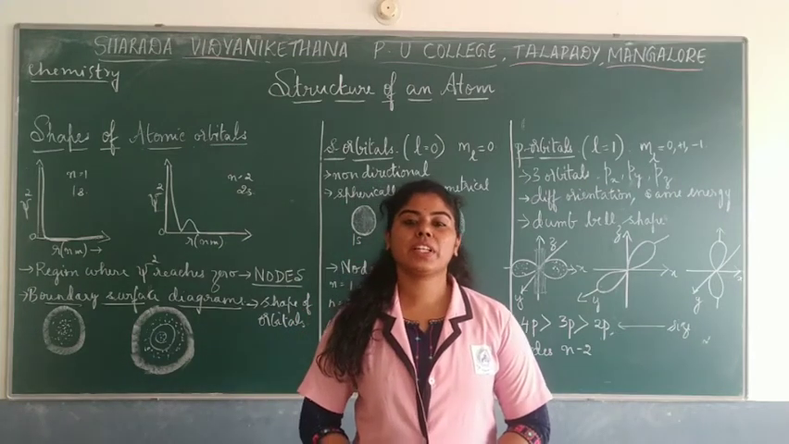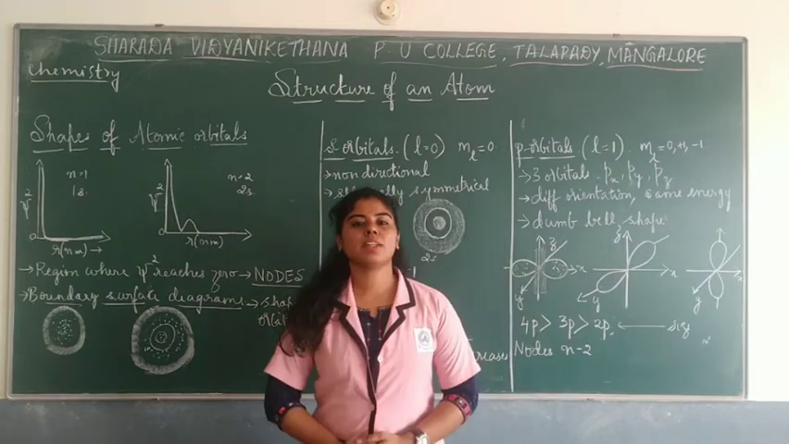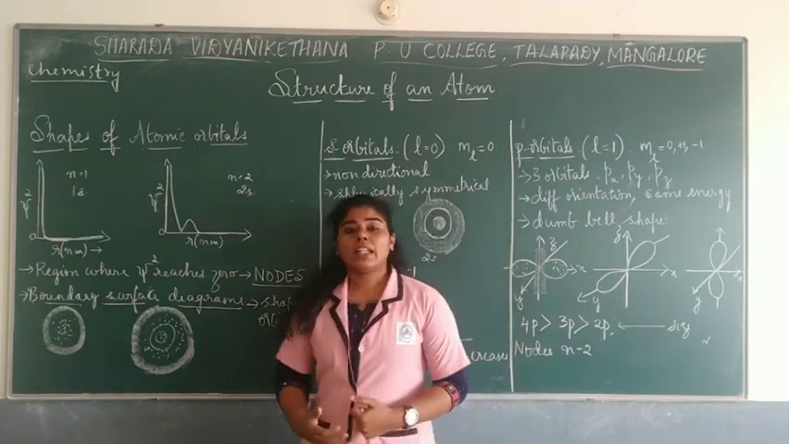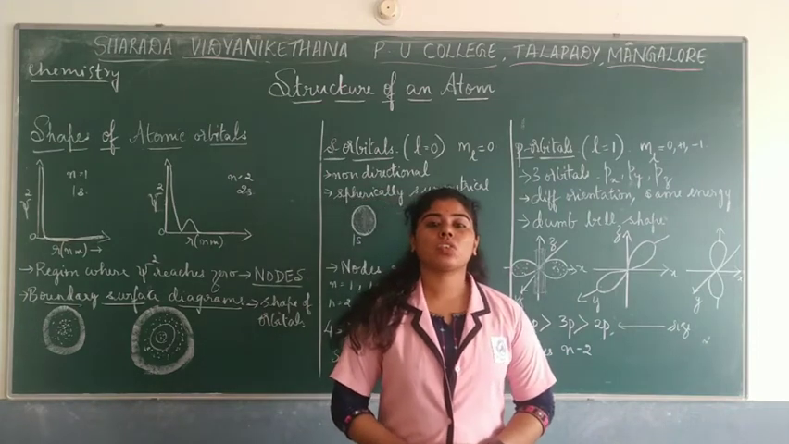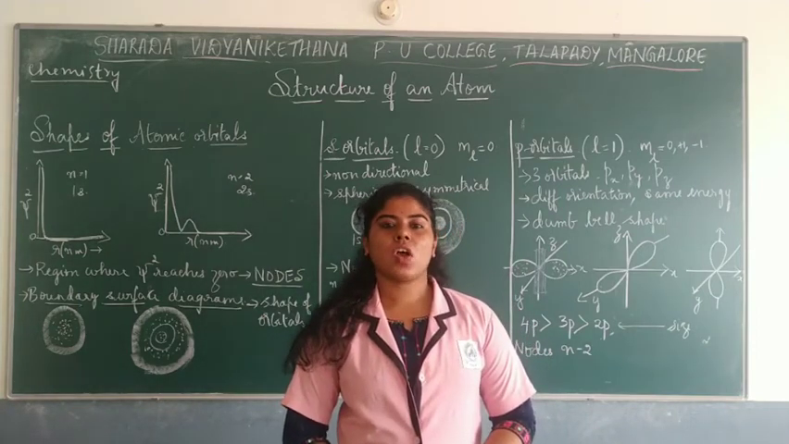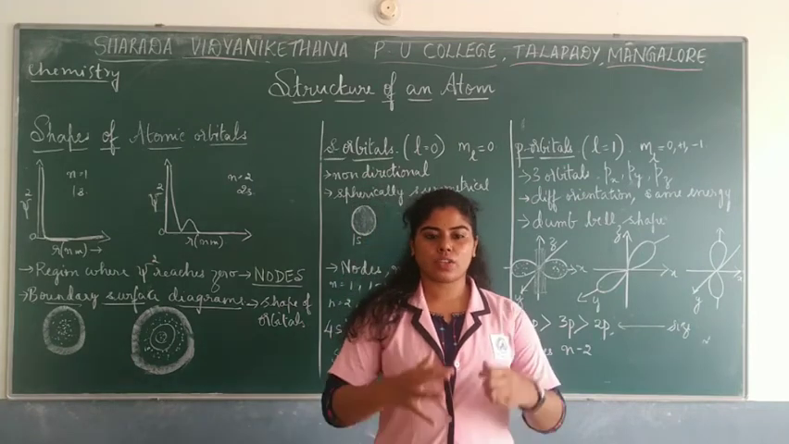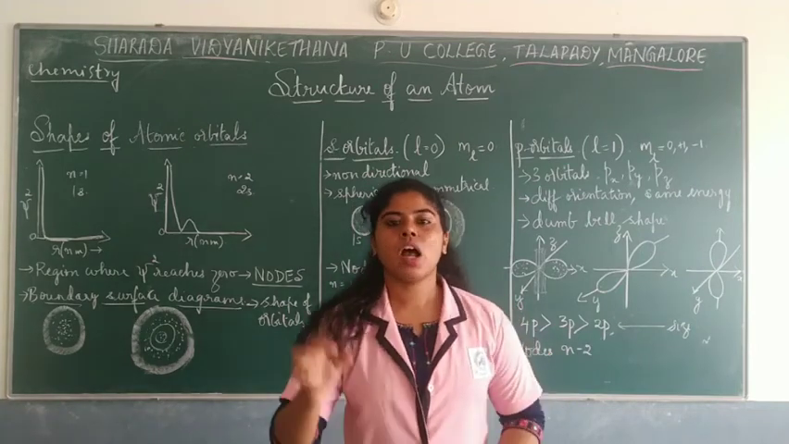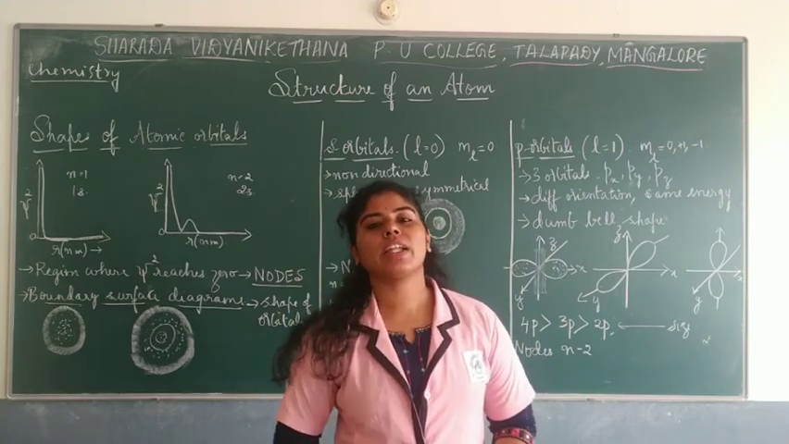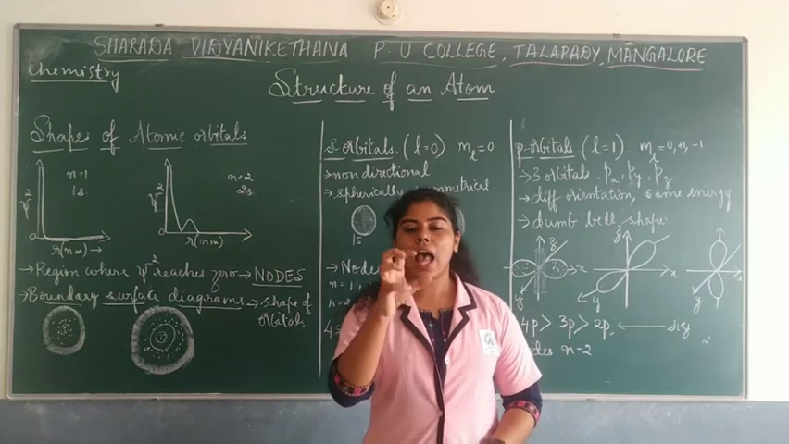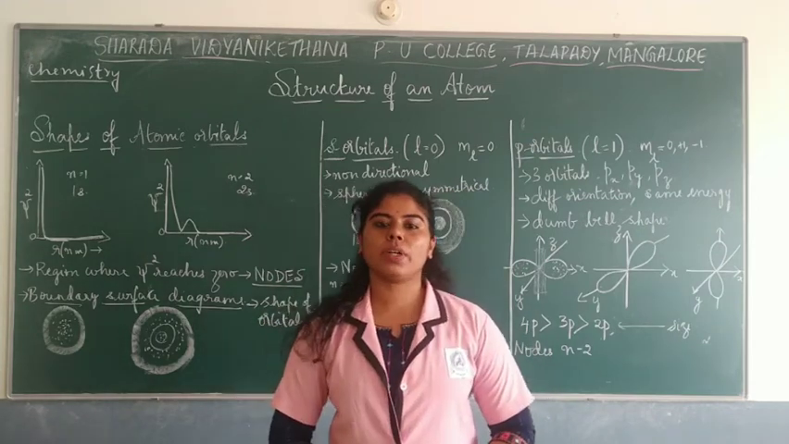We are dealing with the chapter Structure of an Atom. So welcome back to today's chemistry class. In the last class we have been studying about what orbitals are. Orbitals are the region in space, that is, when you talk about an atom, the space wherein you can find the electron, where there is maximum probability of finding an electron, and that space is called the orbital.